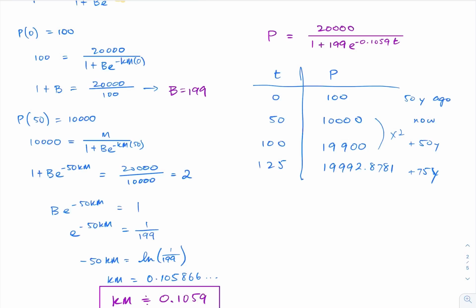For our P, if P equals M, some maximum, over 1 plus B e to the negative kmt, what are the minimum and maximum values here? Well, if this tends to 0 over time... No, actually, I'm not commenting any further. Sorry. I'm going to GeoGebra now.